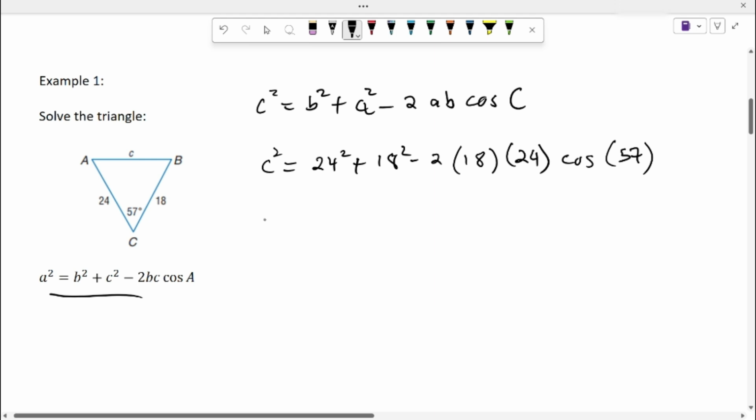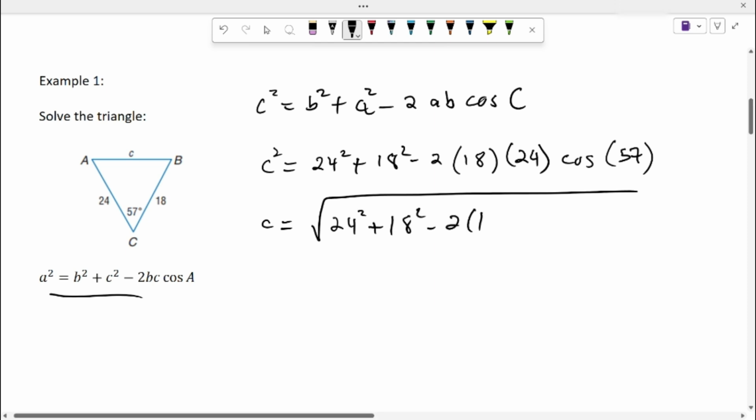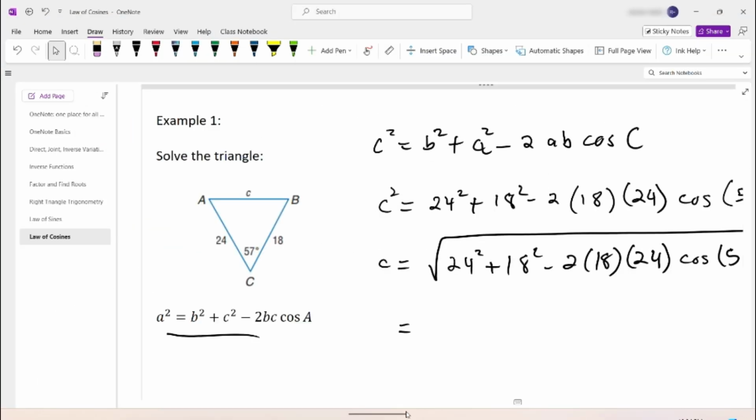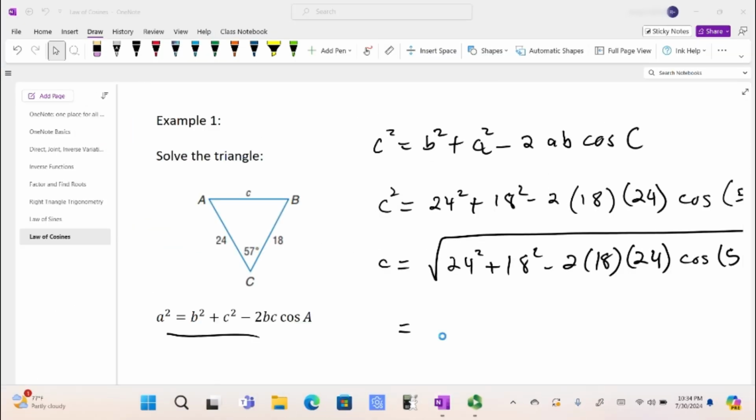All right, so c equals the square root of all of this. So 24 squared plus 18 squared minus 2 times 18 times 24 cosine of 57. All right, so this is a calculator problem. Let me go ahead and use my calculator, and I'm going to solve this, see what we get.